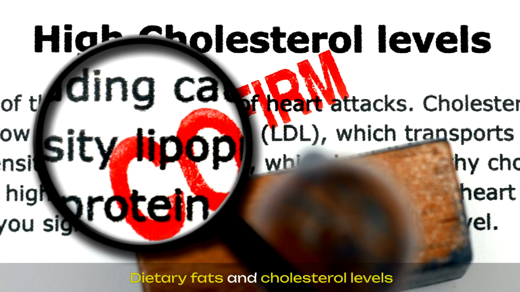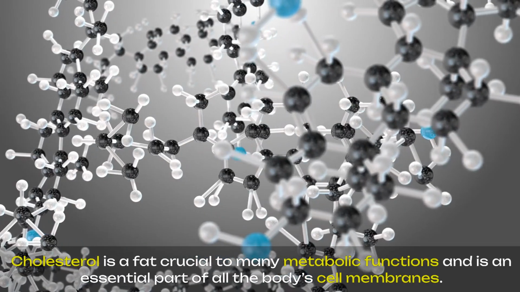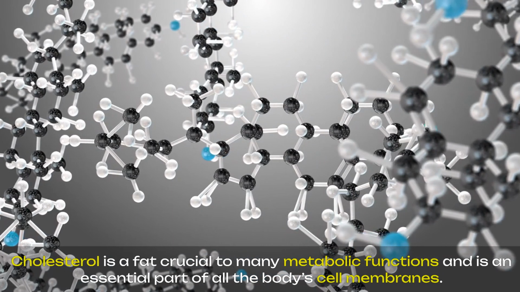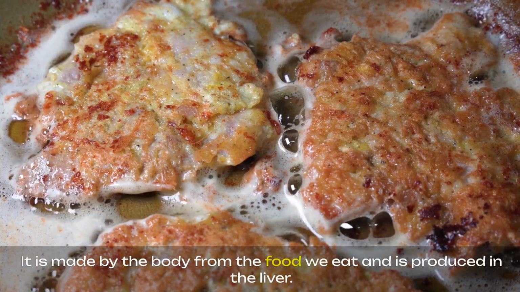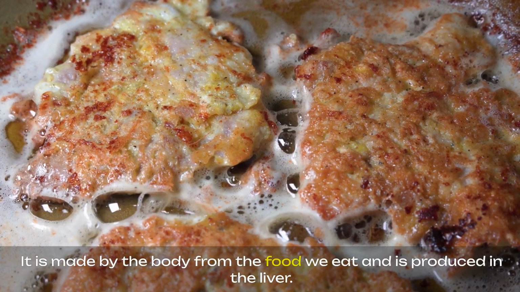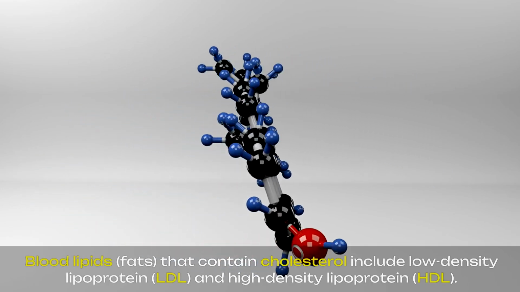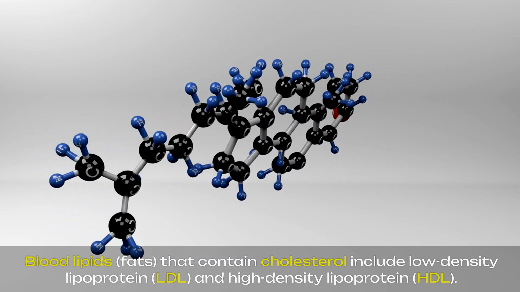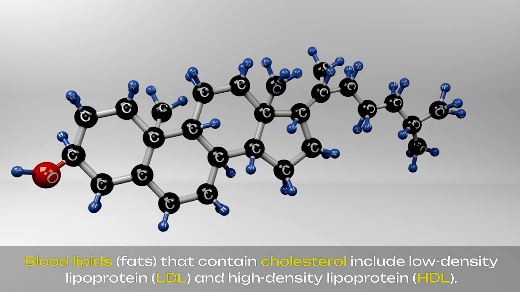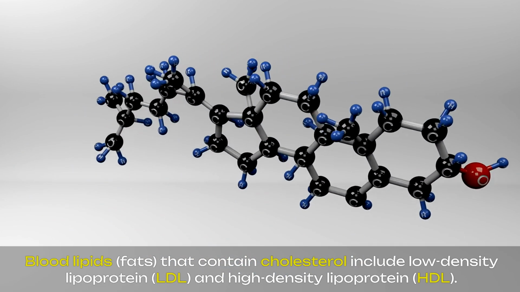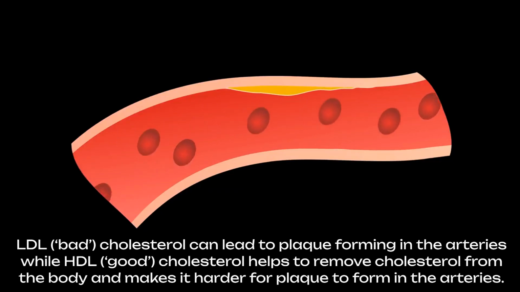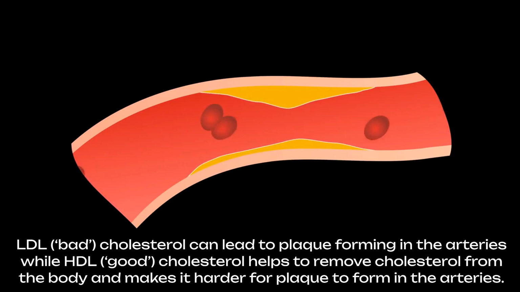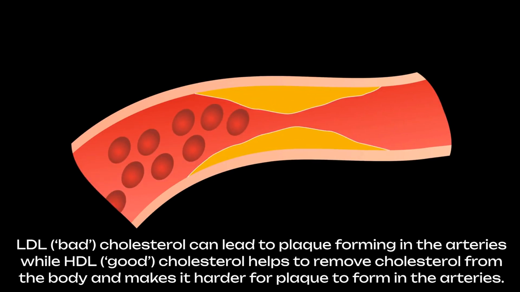Dietary fats and cholesterol levels. Cholesterol is a fat crucial to many metabolic functions and is an essential part of all the body's cell membranes. It is made by the body from the food we eat and is produced in the liver. Blood lipids, fats, that contain cholesterol include low-density lipoprotein, LDL, and high-density lipoprotein, HDL. LDL, bad cholesterol, can lead to plaque forming in the arteries, while HDL, good cholesterol, helps to remove cholesterol from the body and makes it harder for plaque to form in the arteries.